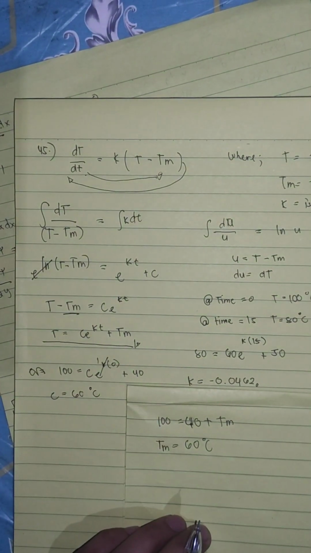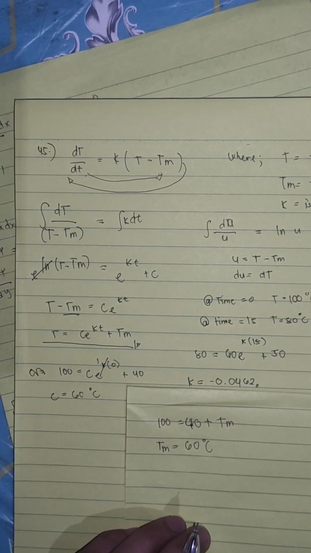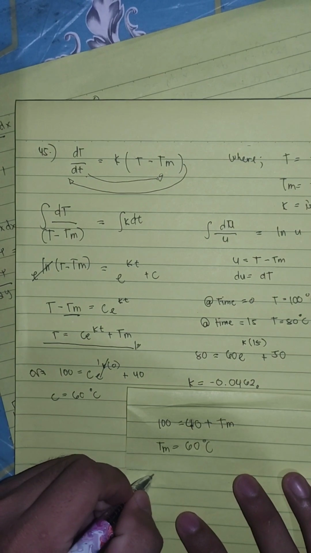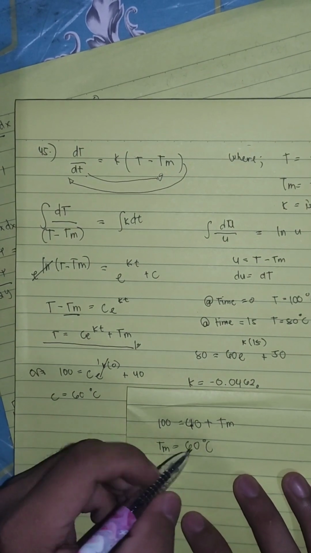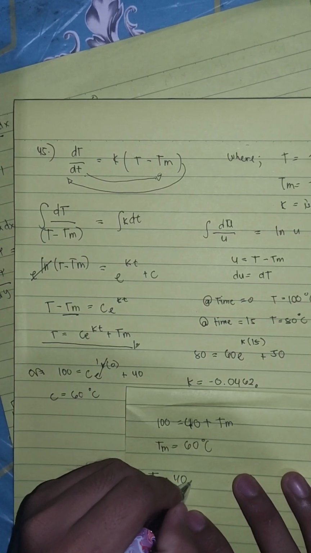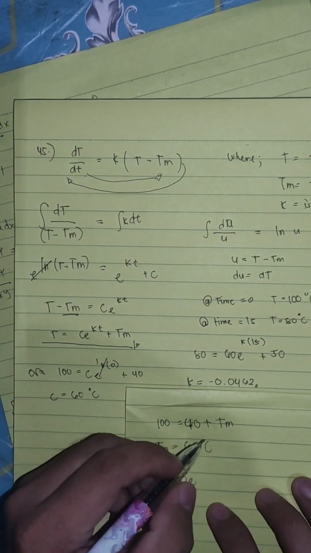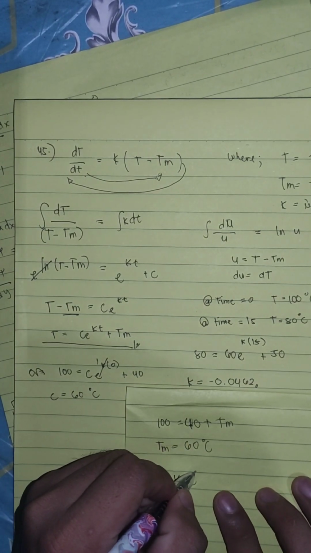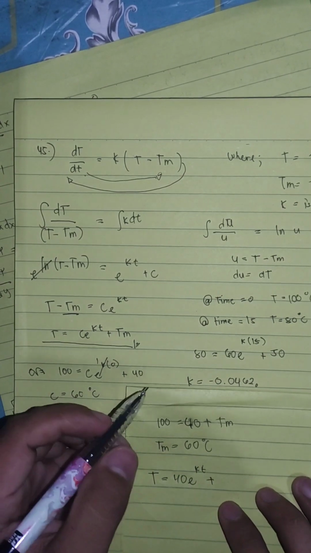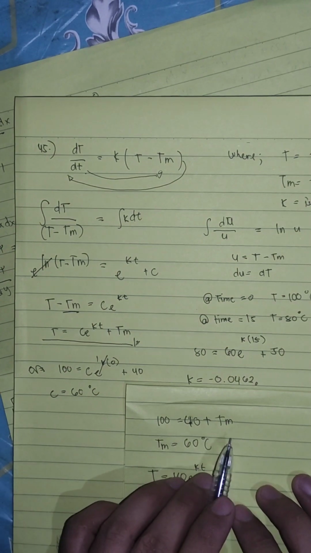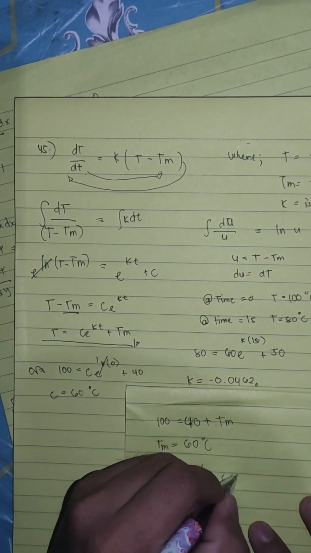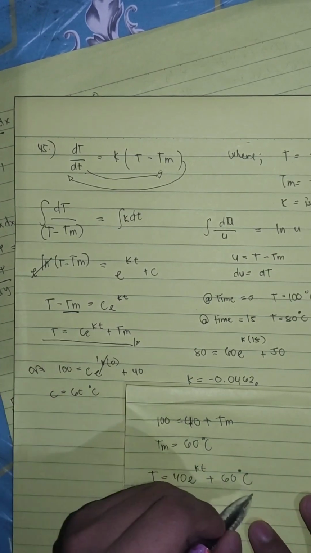So here we can find the temperature of the ball as function of time. It will become T equals 40 e to the kt plus the medium temperature, which is 60 degrees Celsius.